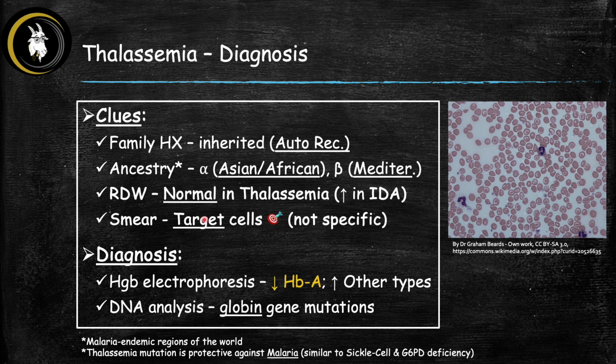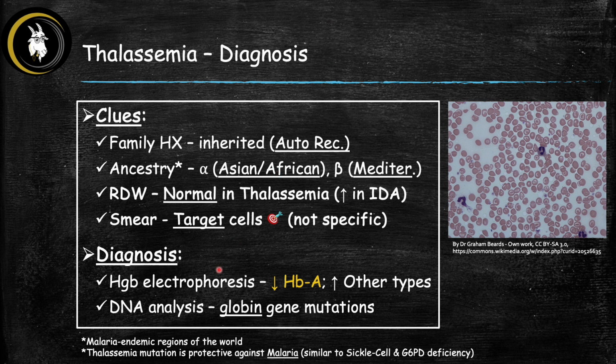And then the final clue is going to be in the peripheral blood smear. You might find something called target cells, and here's an example of one on a smear right here. It's basically just a dark central spot that makes this look different than normal red blood cells and makes it look like a target. This is not specific to thalassemia and can occur with many other diseases, although on many test questions it's used in association with thalassemia, so you should just keep it in mind.